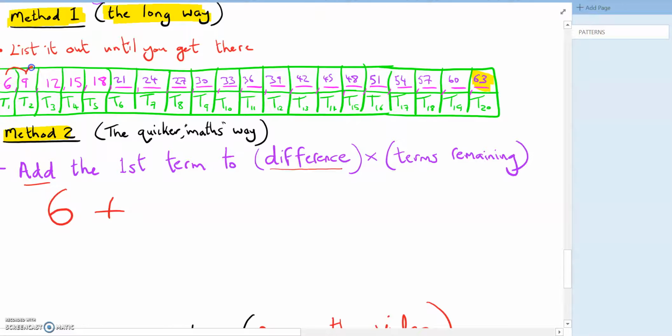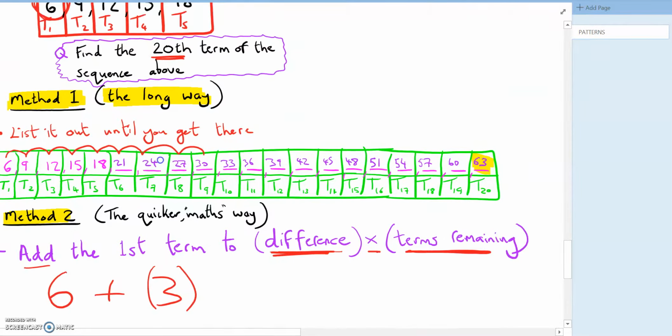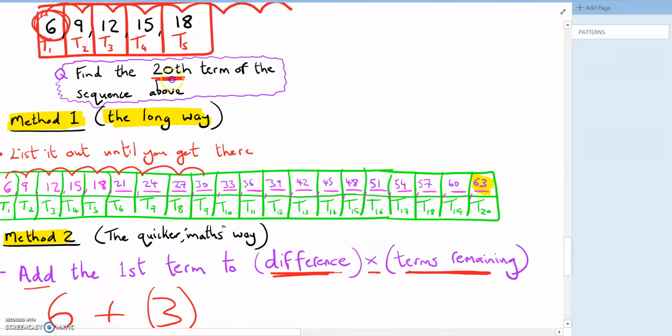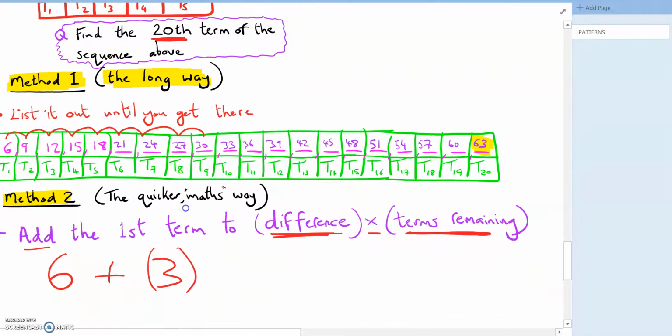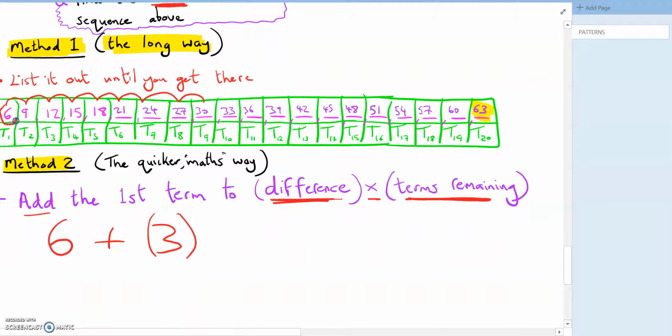What's the difference between each of these numbers for this sequence? It was 3, wasn't it? And we have to multiply that difference by the terms that are remaining to get to the term you've been asked to find in the question. Now, we've been asked to find the 20th term. So we're already at term 1. How many remain until we get the term 20?